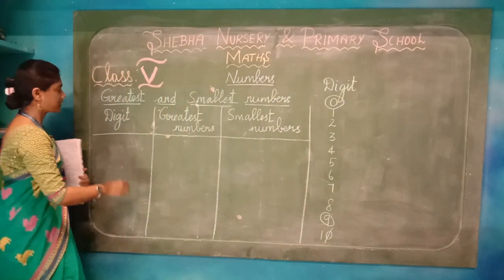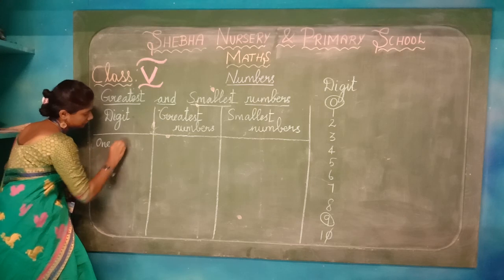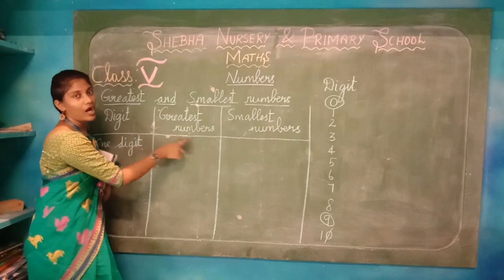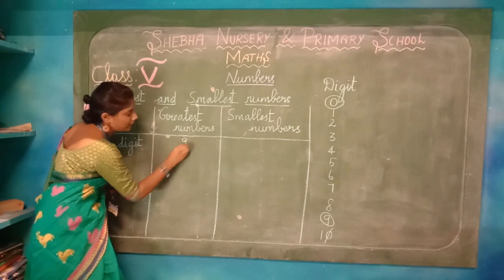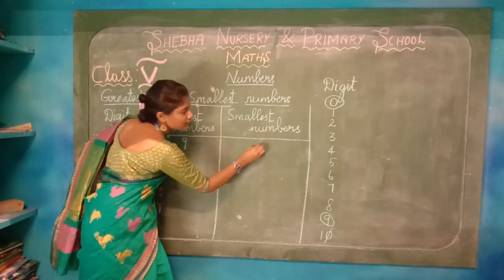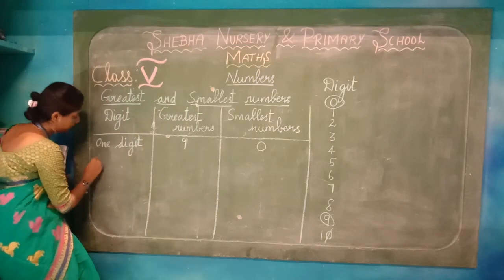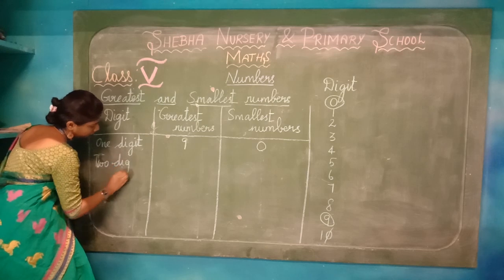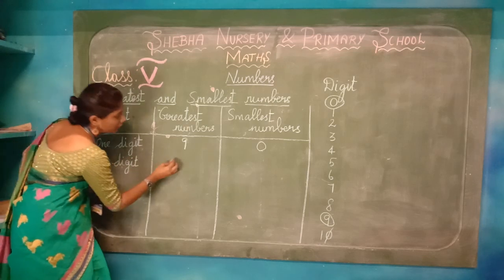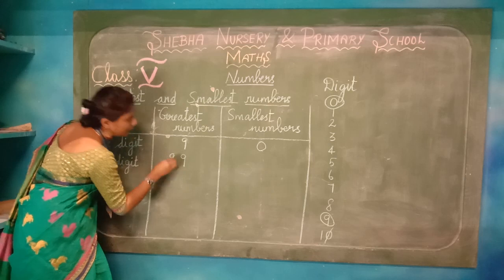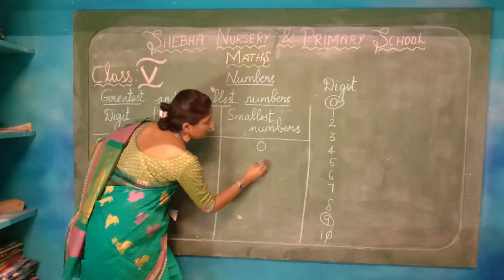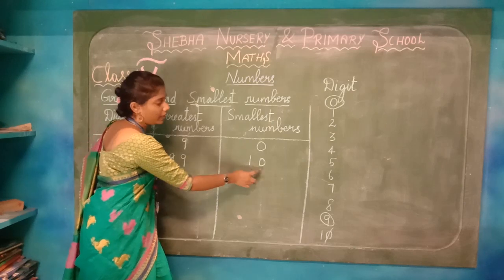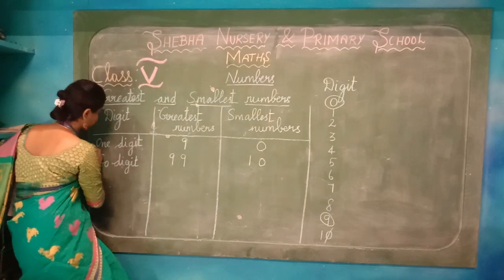Okay children, next one, first you have to write one digit. What is the greatest number? Already I told you the greatest number is 9 and the smallest number is 0. Okay children, and then next one, 2 digit number. What is the 2 digit? 99. And then the smallest number 0 and then 1. First you have to write 10 and then you have to write 0.